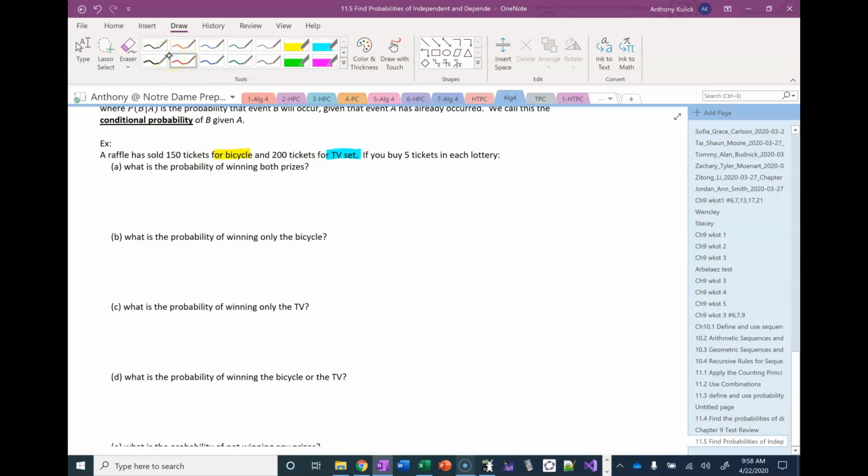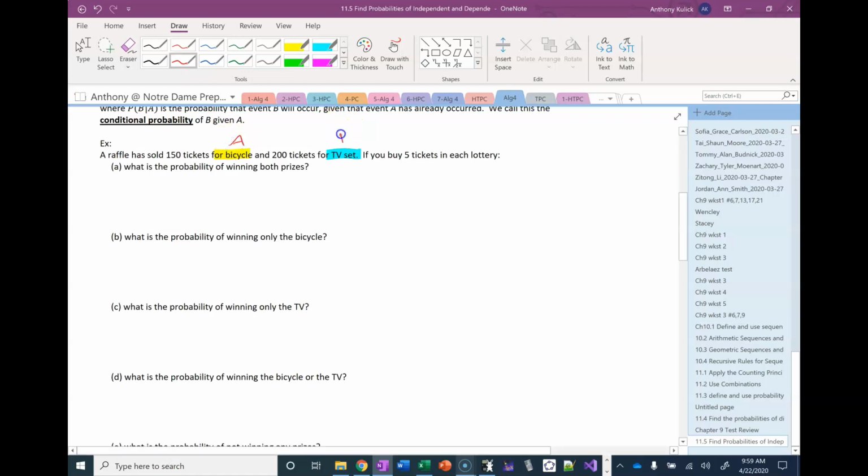Now, are these two probabilities independent or dependent? Well, since we have a separate ticket and a separate drawing to win the bicycle, and a separate ticket and a separate drawing to win the television set, these are going to be independent. If we just sold 150 tickets and there are 2 prizes, a bicycle and a television set, there is a situation where they would be dependent. But because we have a separate pool of tickets for the bicycle and then a separate pool of tickets for the television set, these are going to be independent events.